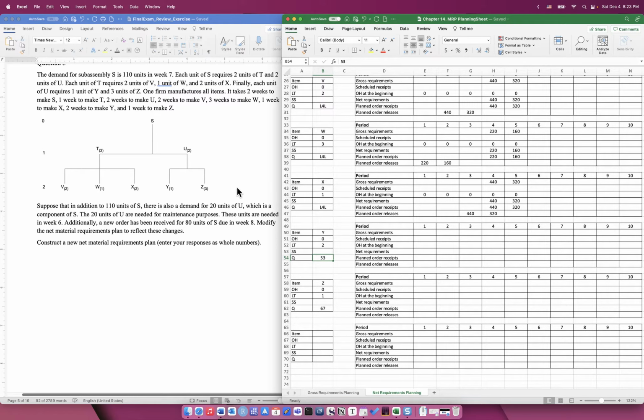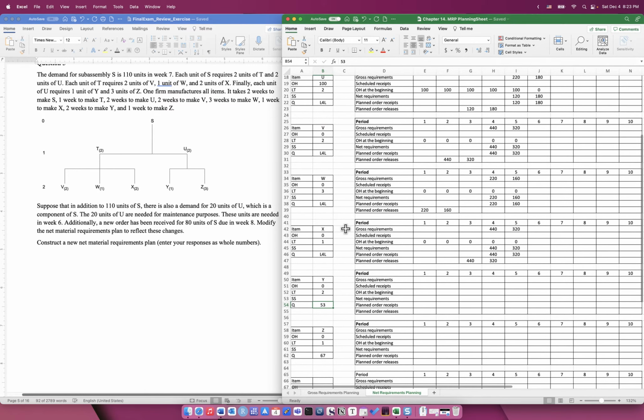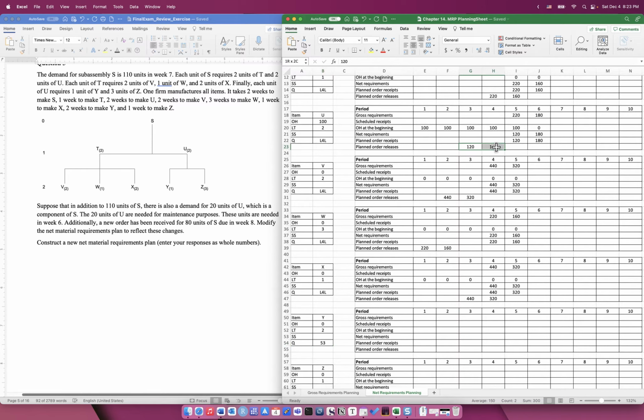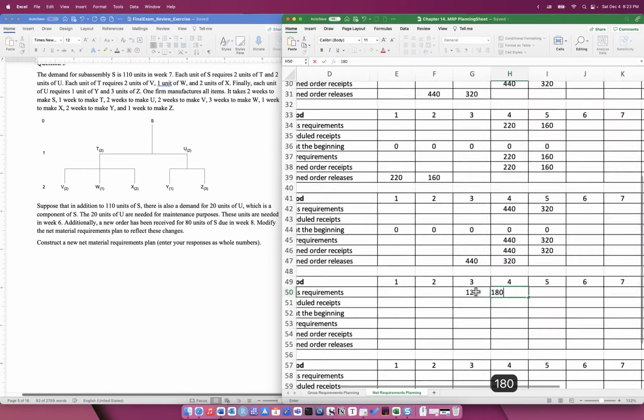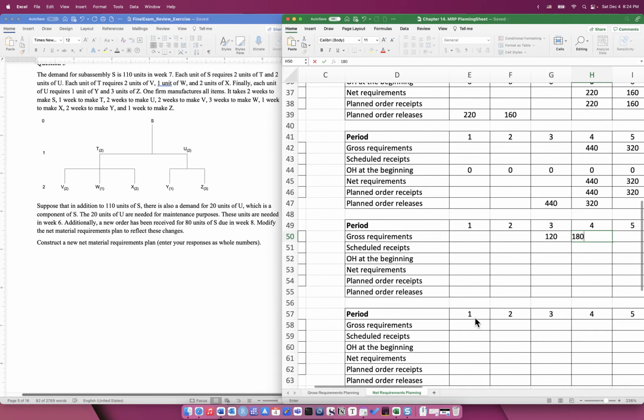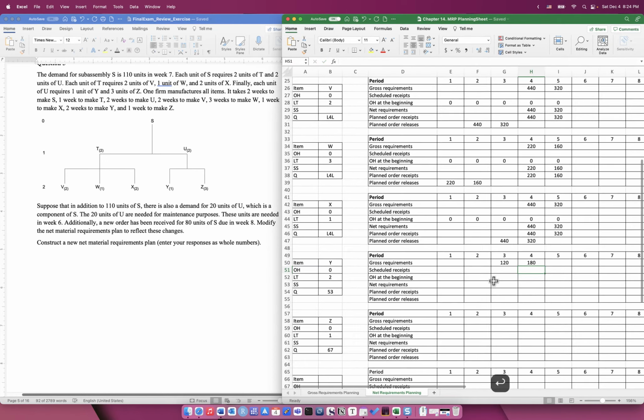So we're looking for U here, 120 here. Let me just highlight it so that it's easier to see. We're coupling Y with a U. Y, week 3. So with each unit of U, 1 unit of Y. So we need 120 here, we need 180 here. That's our total requirement, or gross requirement, and we don't have anything to begin with.